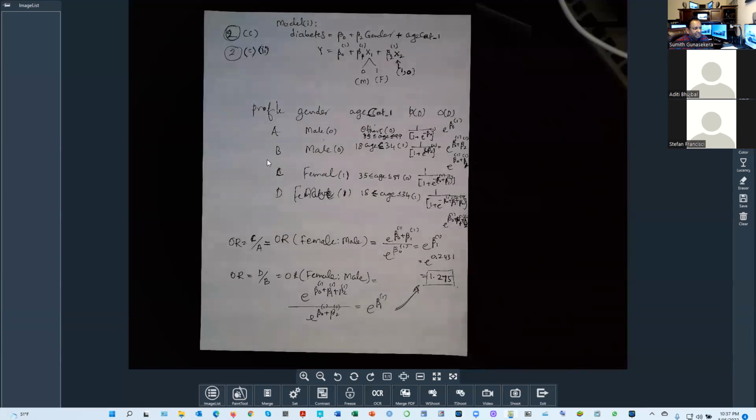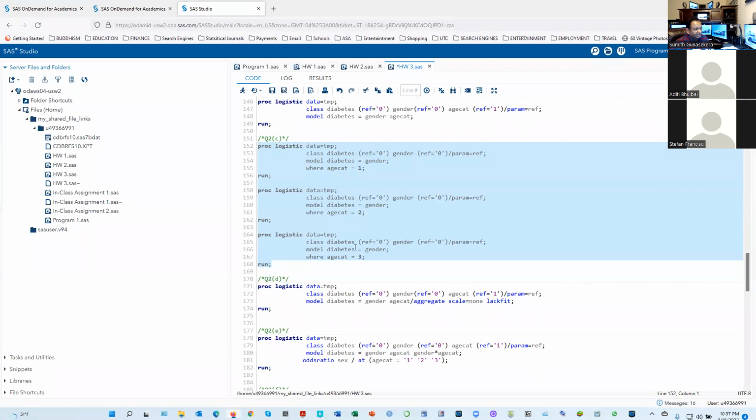But they simply ask about female to male. If you get female to male in the other category, you're going to end up with the same thing. That's nothing but e to the beta 1, right? Because that's the first one. But how do you run this one? This is how you're going to run those three.